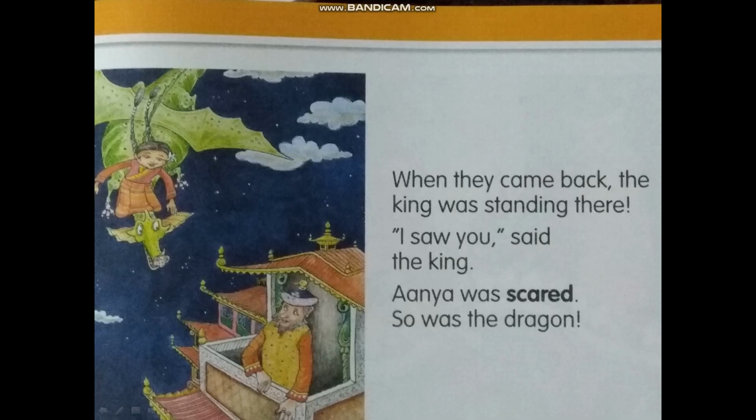When they came back, the king was standing there. I saw you, said the king. Anya was scared. So was the dragon. Then what happened? When they came back from the ride, the king saw them. So what happened then? Anya and the dragon were very scared because the king had seen them.